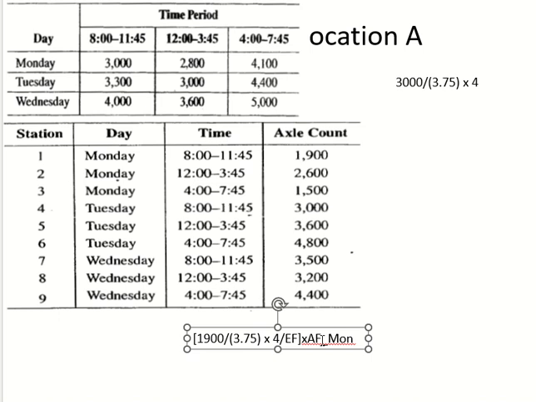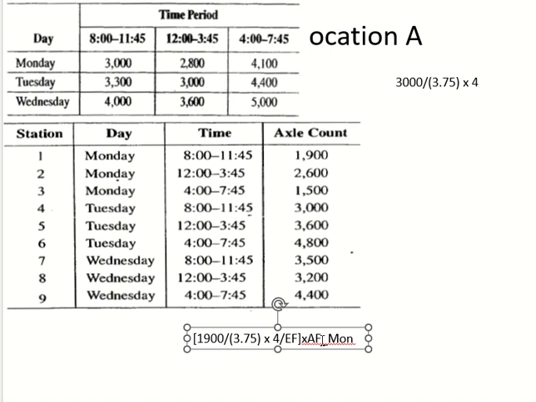So this has to be done for all these 9 values. This one will remain the same. Expansion factor will change for each 4 hour period, and adjustment factor will change for each day. Any questions?